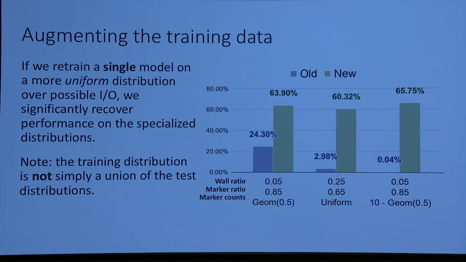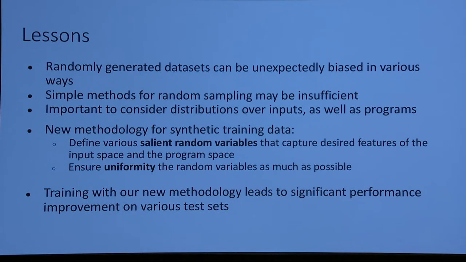And then we demonstrate that when we augment the training data with a more uniform distribution over the possible input-output examples, we can significantly recover the performance on these specialized distributions. And the results show that when we do this training on a more uniform distribution in the training data set, the overall performance can significantly improve. So the lesson learned here is that we need to be really careful, especially when we are dealing with synthetic data sets.